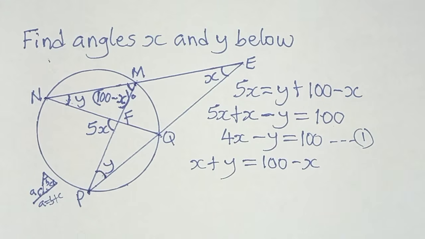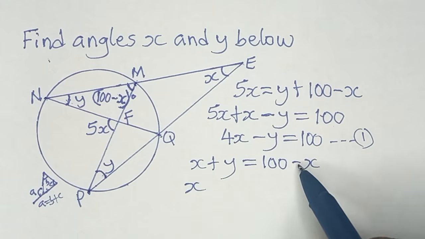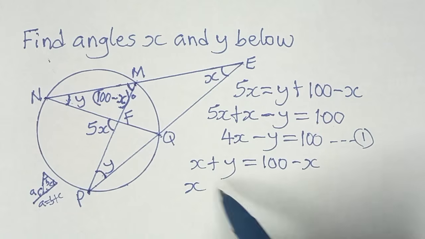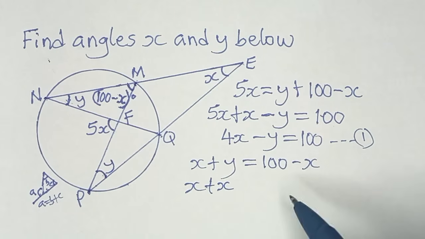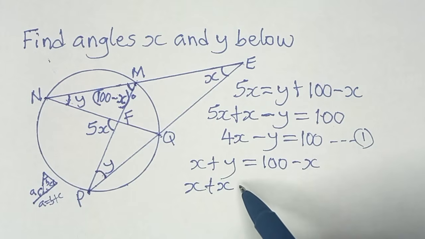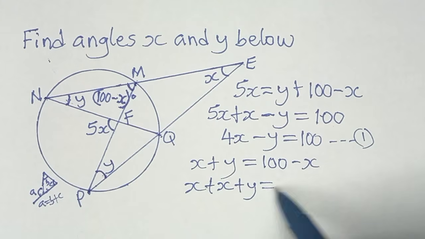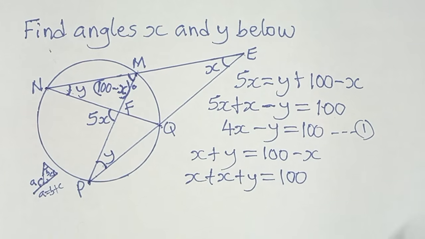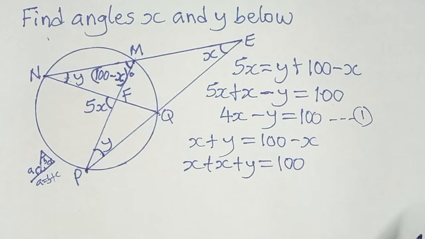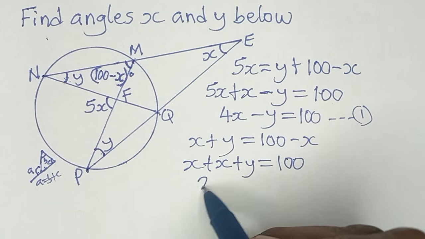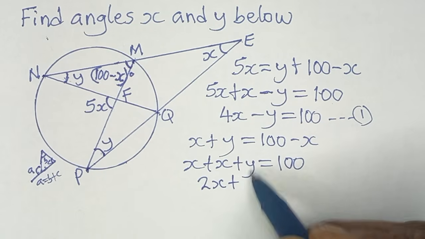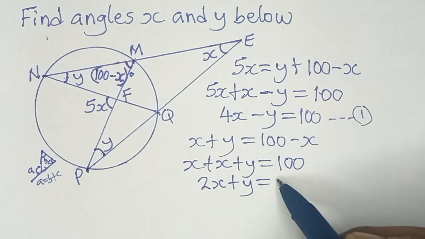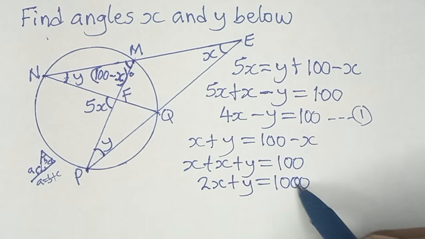So now let this x come to this side. So I have x, when it comes, this minus x, when it comes to this side, it becomes plus x. And then I have this positive y, it is already here, plus y is here. And that will be equal to 100, which is what is left on this side. So x plus x is going to give me 2x, and then plus this y, and that will be equal to 100.